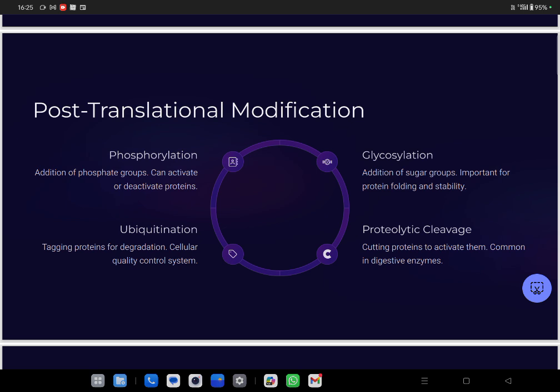You cut proteins to activate them, common in digestive enzymes like trypsin, which comes from trypsinogen. So a little peptide is cut and the trypsin becomes activated. Ubiquitination: you add a ubiquitin tag and these proteins are targeted for degradation. The faster they are targeted for degradation, the less the protein can act in the cell.